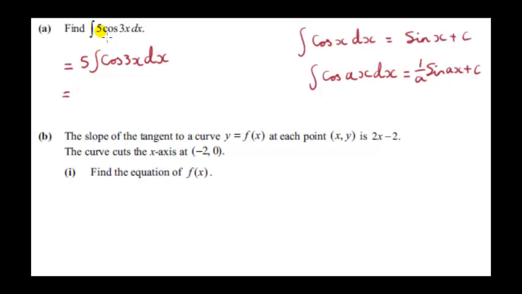Now the 5 is just a multiplicative constant. It's multiplied by cos 3x, so that can be pulled out. So what do we have here? The integral of cos 3x is 1 over 3 sine 3x. We just apply this here with a equal to 3. So we get 5 times 1 over 3 sine 3x, and we have our constant. Of course, the 5 times 1/3 is just 5/3.